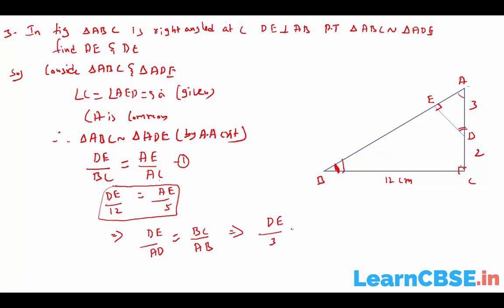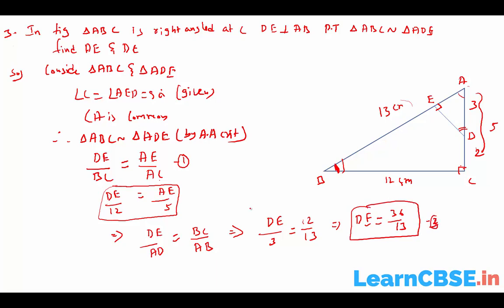AD value is 3. BC value, if you observe, ABC is a right angle triangle, this is 5, this is 12. Obviously this should be 13 centimeters. 5, 12, 13 triplet. AB square equals BC square plus AC square: 5 square plus 12 square, that means 25 plus 144, 169. Root 169 is 13. So length of AB is 13. So BC by AB is 12 by 13. Then you will get DE value as 36 by 13.